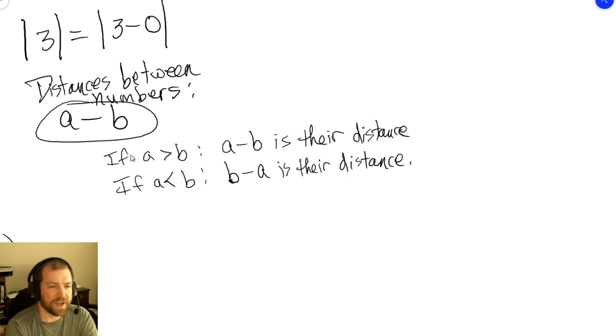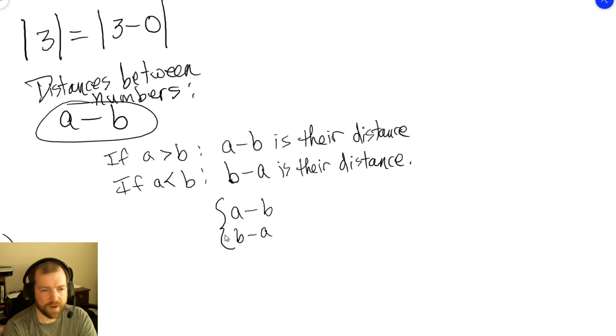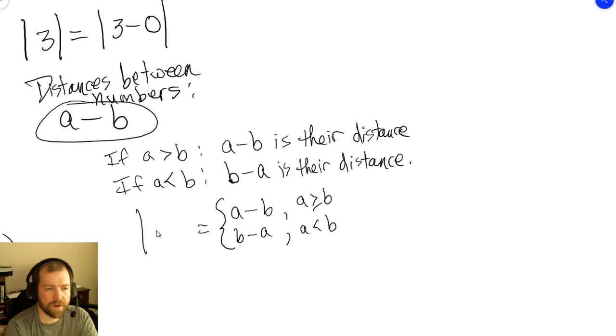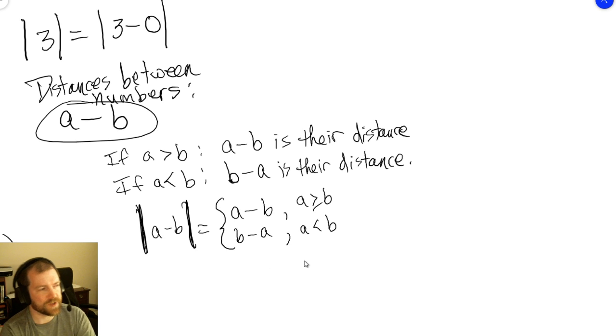Yeah. So if A is greater than B, we get A minus B. If A is less than B, we get B minus A. That then becomes a piecewise function where we say that the absolute value of A minus B is going to be given as this piecewise function. This is how you do algebra on absolute values.